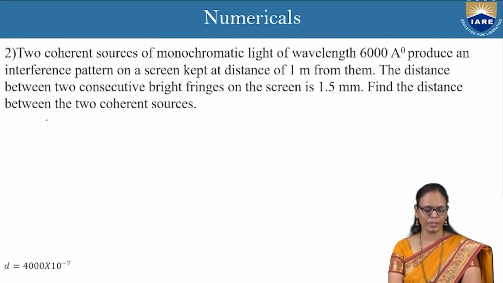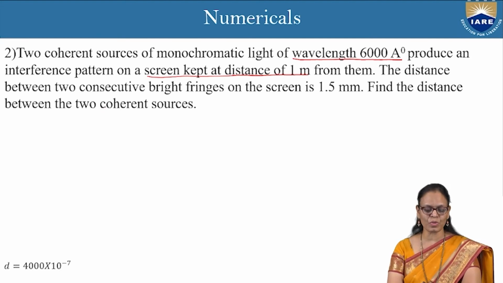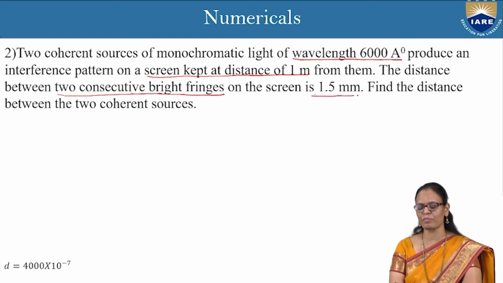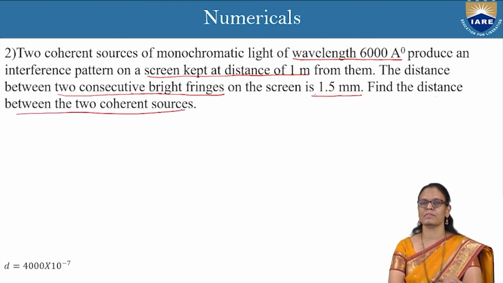Now coming to the second one: 2 coherent sources of monochromatic light of wavelength 6000 angstrom unit. Wavelength is given in angstrom. They produce an interference pattern on a screen kept at a distance of 1 meter. And the distance between 2 consecutive bright fringes is 1.5 millimeter. You have to find the distance between the 2 coherent sources.